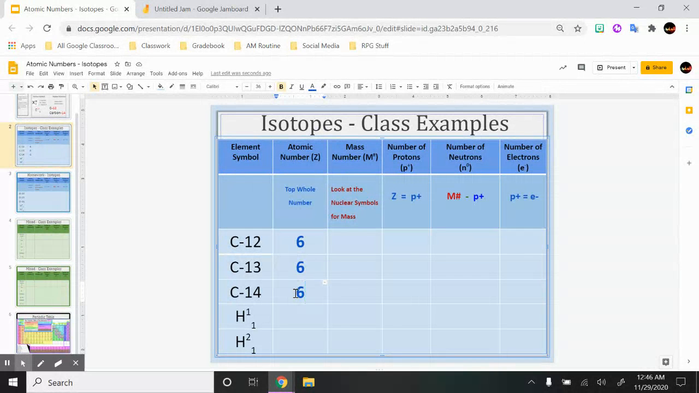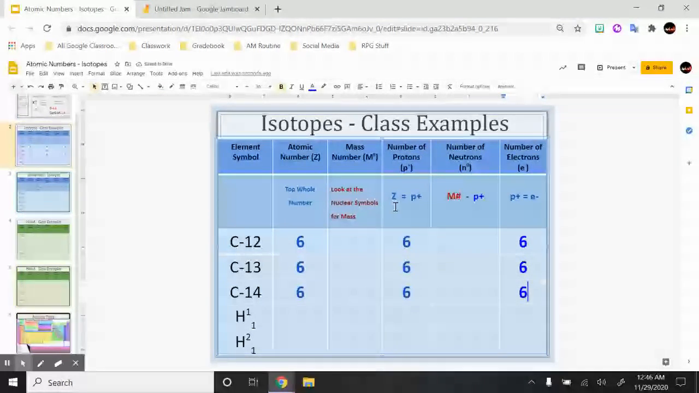Now, the atomic number is always going to tell us our number of protons. So this is also going to be 6. Now, when we talk about isotopes, we're talking about neutral atoms. So unlike ions, the electrons are also going to be the same. So right now we have atomic number, protons, and electrons are all the same.